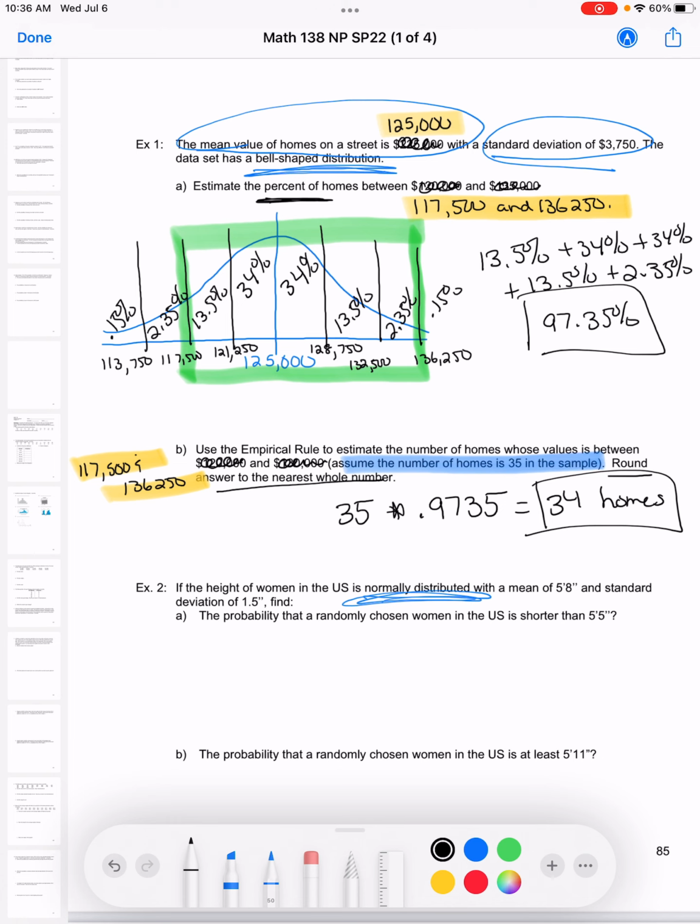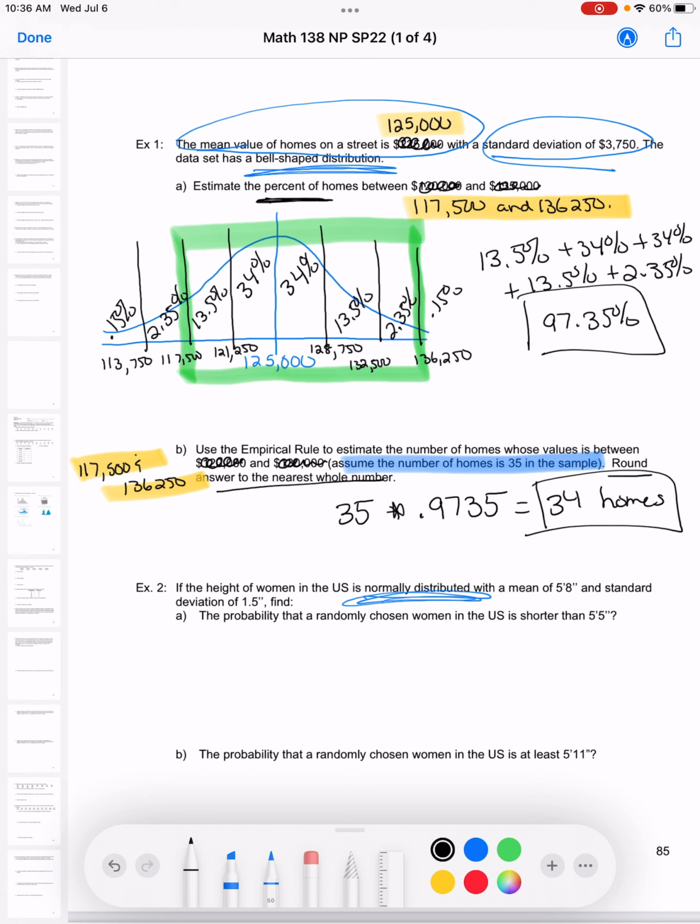All right, so example 2, no typos on that one. We're good to go as it is. So what I want you to do is pause the video and see if you can set up the curve, that number line on the bottom where you start with the mean and add the standard deviations and subtract. If you want to try the problems, you can do that as well, but at least try setting it up. So go ahead and hit pause and give that example 2 a shot.